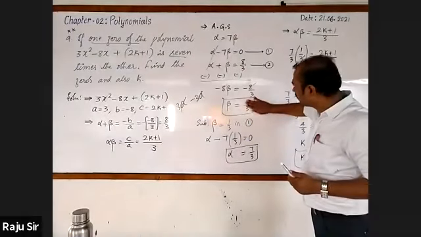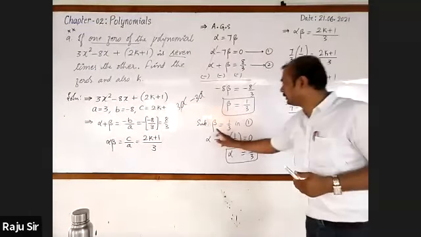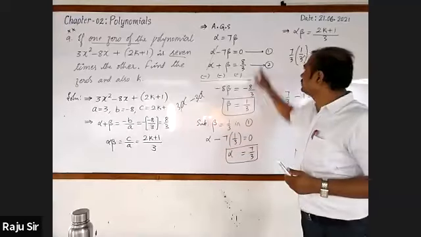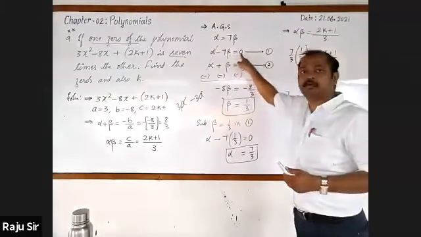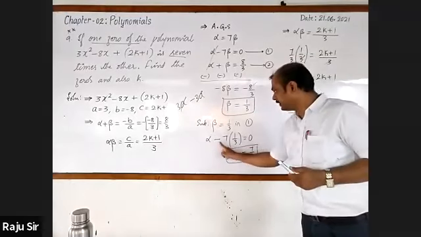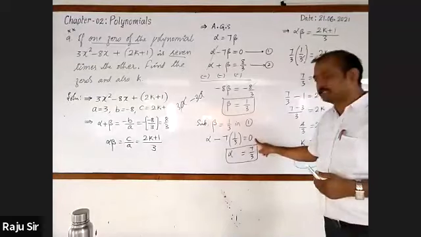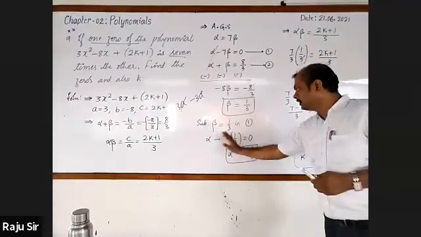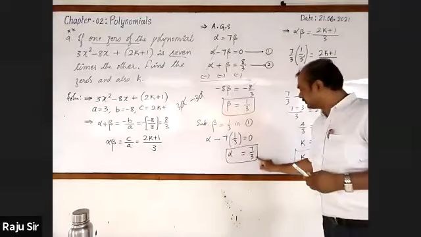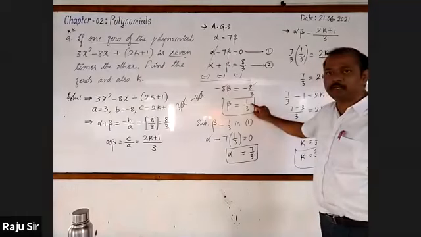Substitute this beta value in any one of these two equations. I'm substituting in equation 1. Equation 1 is alpha minus 7 beta equal to 0. Alpha minus 7 beta, beta is 1/3, equal to 0. Next, alpha is equal to, transfer 7/3 to the right hand side. It becomes plus 7/3. Now we got both alpha and beta values.